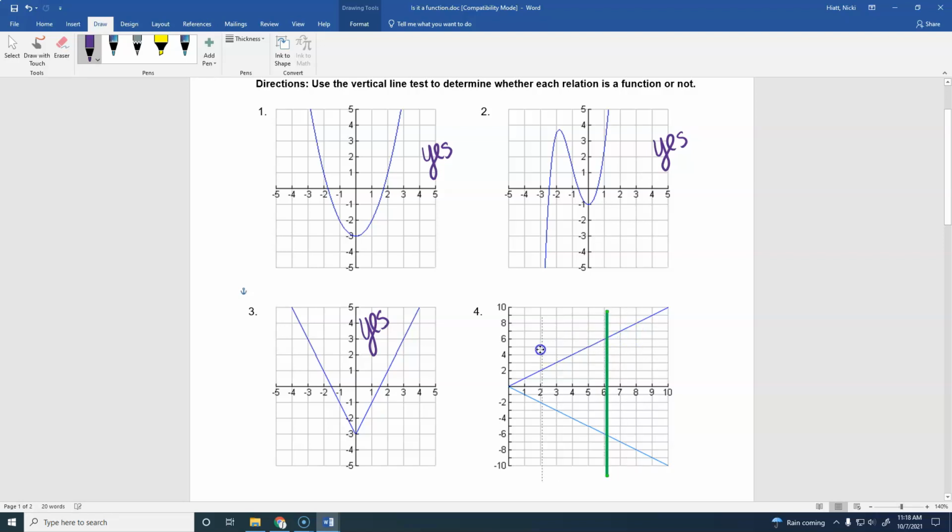That's a no because pretty much everywhere it's touching twice, right? Except for at like this very beginning point where you just have 1 point. It's touching twice, so this is a no.